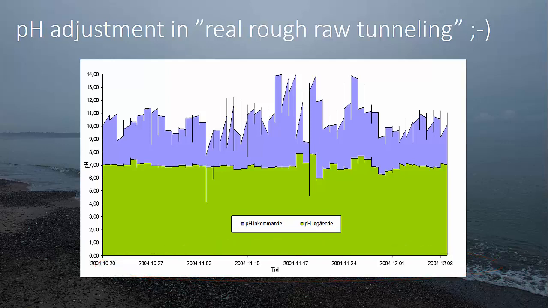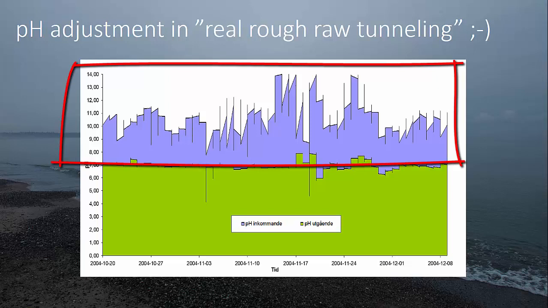So on the x-axis, you have the time frame. On the y-axis, you have pH from 0 to 14. As you can see here, the blue staples are the incoming water, or should I say upcoming water from the tunnel. And here you can also see the variations between maybe somewhere just close to 8 up to, well, above 12, as I said before.